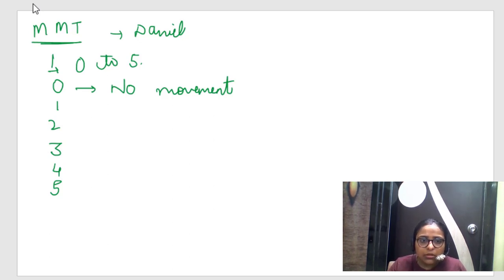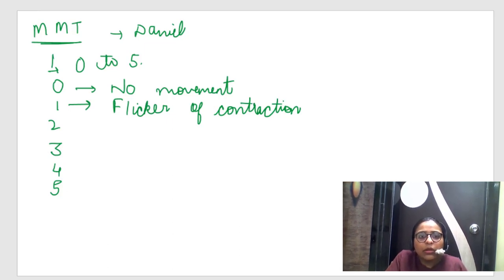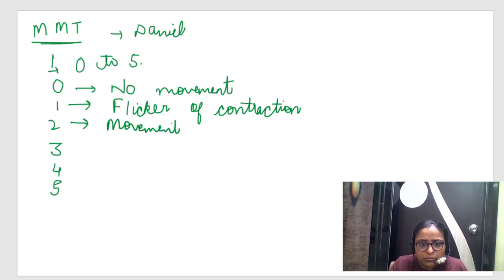And if you test the muscle and it is of grade 1, it means there is a flicker of contraction, means you just feel the contraction but there is not much movement, right? Then you give the muscle grade 1. And if you talk about grade 2, then what we have here is movement, or partial range of motion. See, if the full range of movement is there, let me write it clearly.